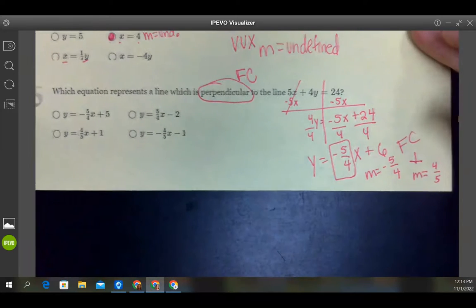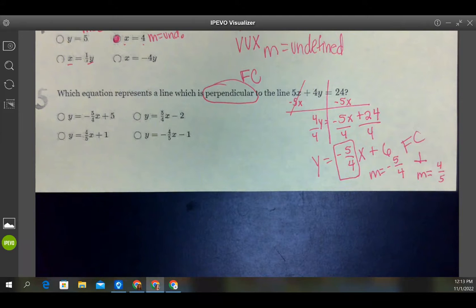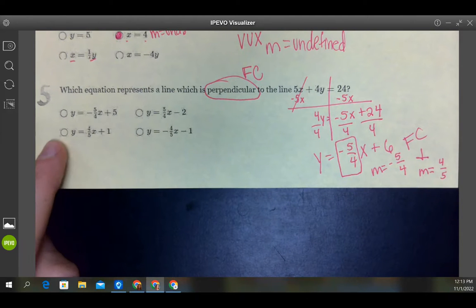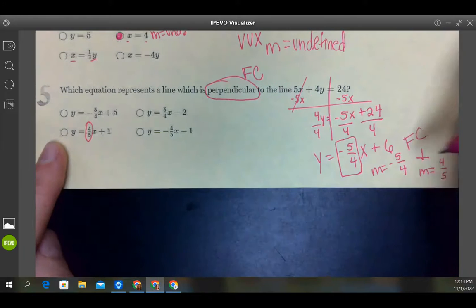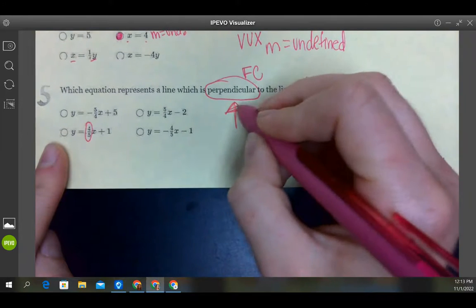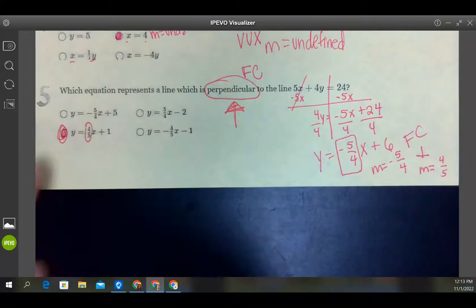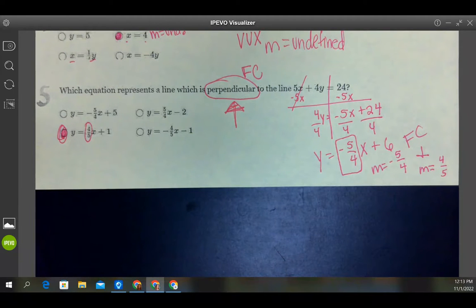So now look at your answer choices. Which one has a slope of 4 over 5? Yeah, that one right there. Flip change because it's perpendicular. So you got to pay attention. Is it asking for perpendicular or parallel?